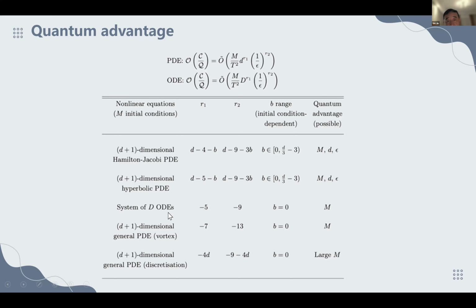But for general ODEs, you see both R1 and R2 are negative. For ODEs, actually, we do not have quantum advantage. For a general PDE, you can first discretize space, then it becomes ODEs, all right? And because ODEs have no advantage, if you solve the PDE this way, you don't have a quantum advantage. So these remain open questions.